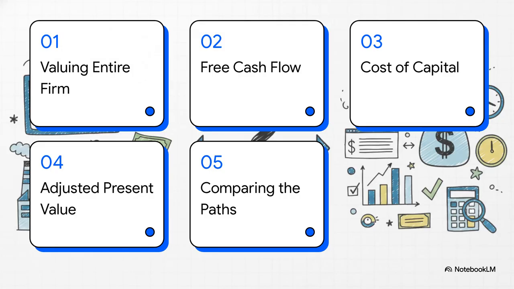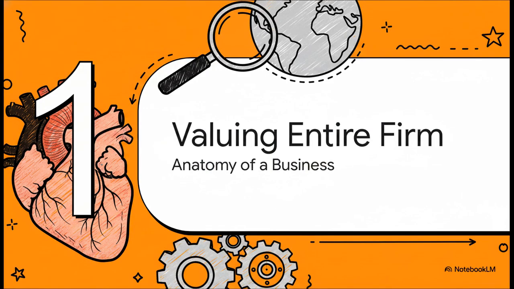So here's our roadmap for today's explainer. 1. Valuing the entire firm. 2. Free cash flow to firm. 3. The cost of capital path. 4. Adjusted present value, or APV. And 5. Comparing the two paths. Let's jump right into Section 1, Valuing the entire firm, the anatomy of a business.